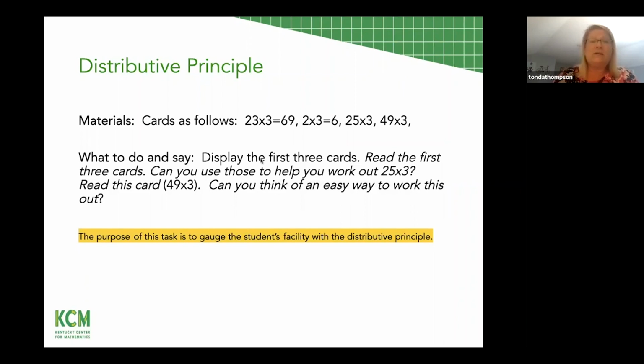Yes, absolutely. So now what about 49 times 3? How could we work that one out? I can think right off, very quickly, of 2 different strategies that would work really well. But what are you thinking? I was thinking doubling 23.